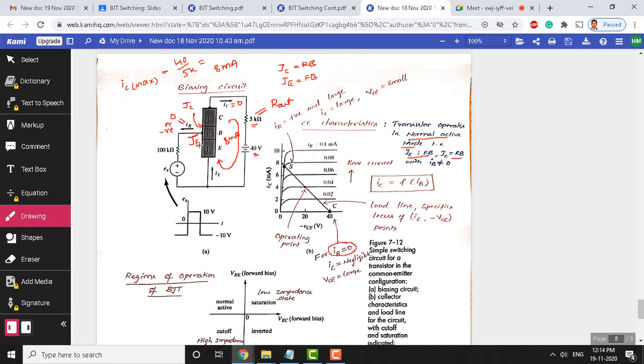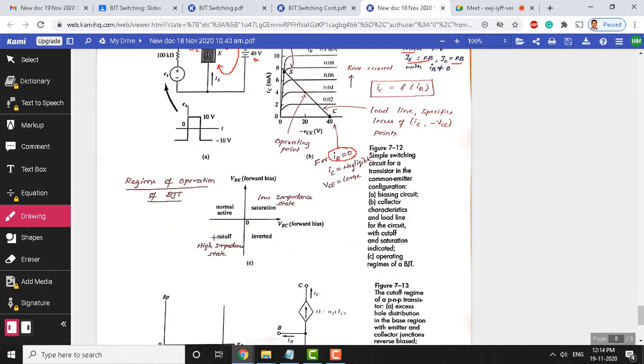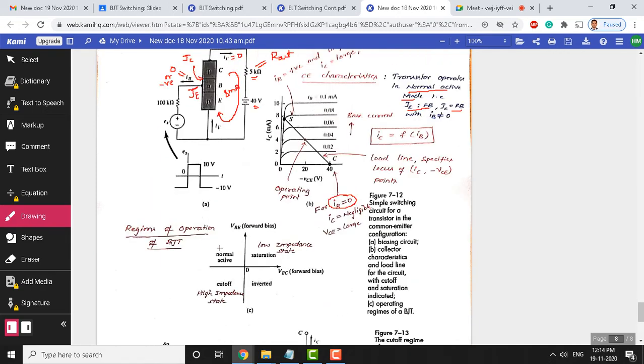If you look at an ideal device between the collector and emitter, this acts like an open circuit. Because the input current is 0, the output current is also going to be 0. So the complete device will be operated in a cutoff mode. Cutoff mode means a high impedance state across the collector and emitter.